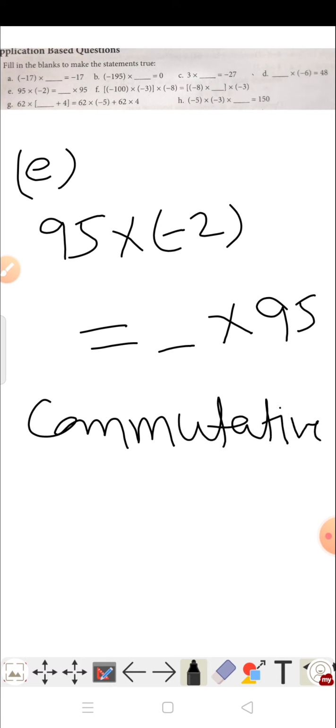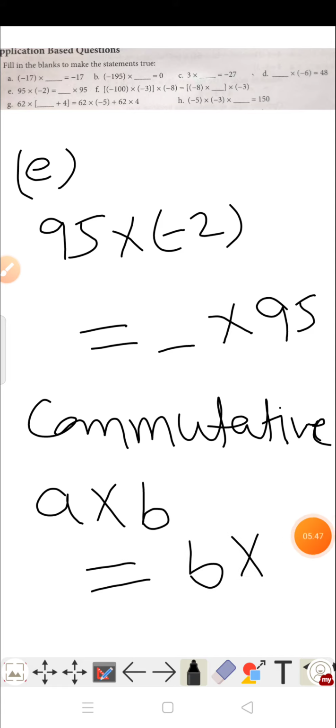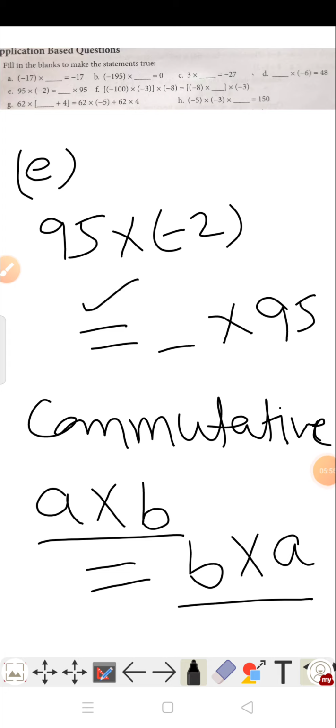Commutative property. Clear? So according to this property, if we have two integers a and b, then their product does not depend on the order. It means either we multiply a by b or we multiply b by a. In both cases the result will be the same. So here an equality sign is given. Clear? So according to this property, this is 95, this is 95.